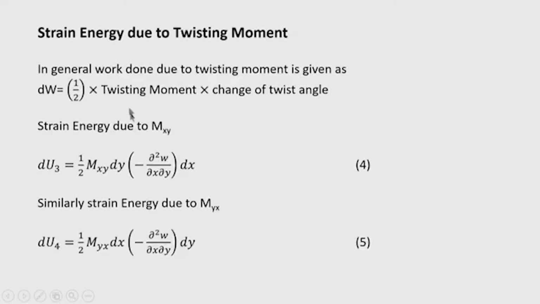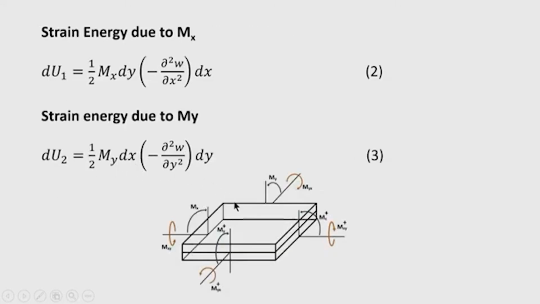Next, we consider the strain energy due to twisting moment. In general, work done due to twisting moment is given by dW equal to half the twisting moment into the change of twist angle. So the strain energy due to Mxy can now be written with the above analogy that we have used for Mx and My. Half Mxy dy is the twisting moment acting along the edge which is parallel to the y axis.